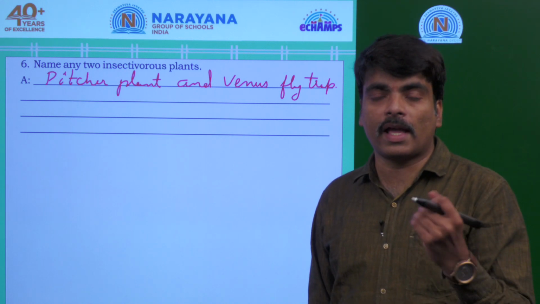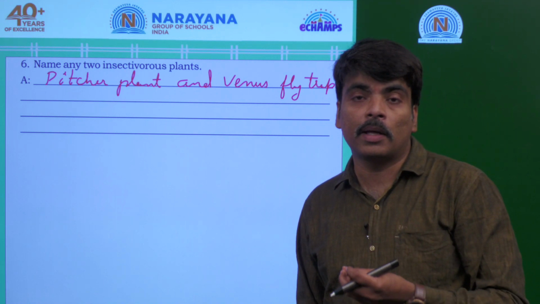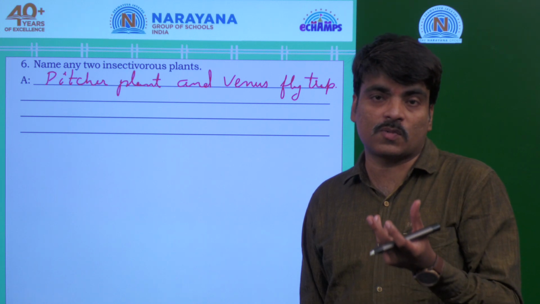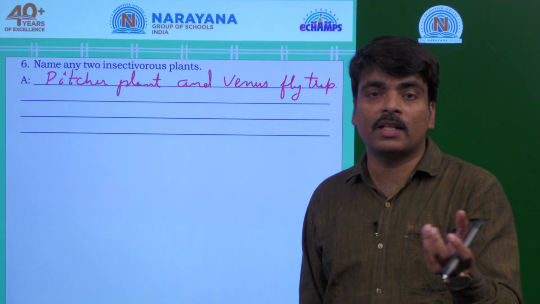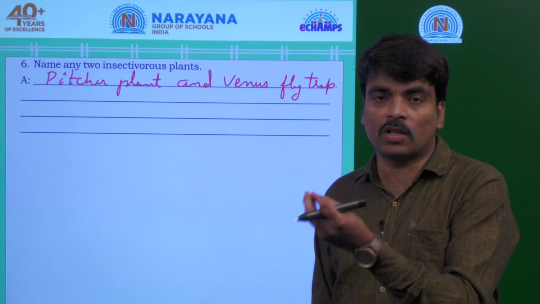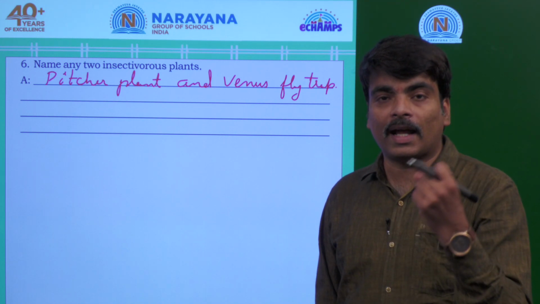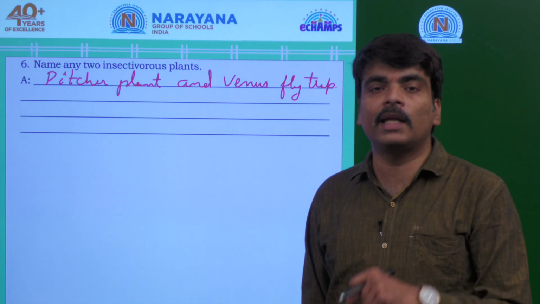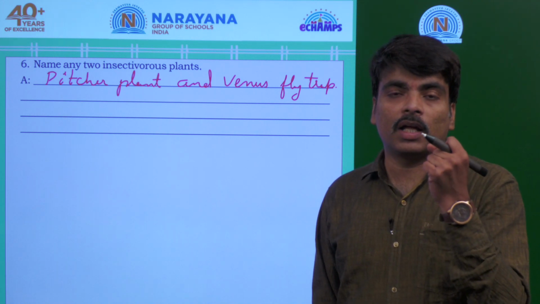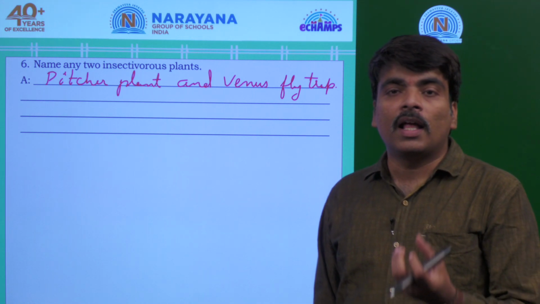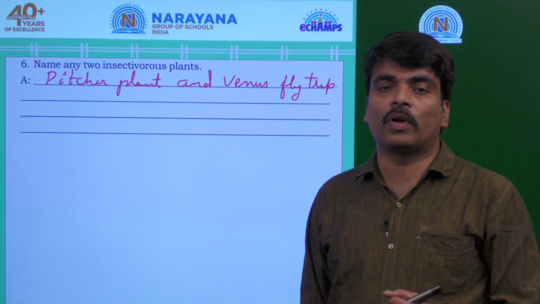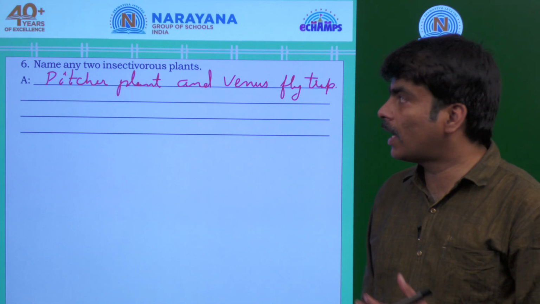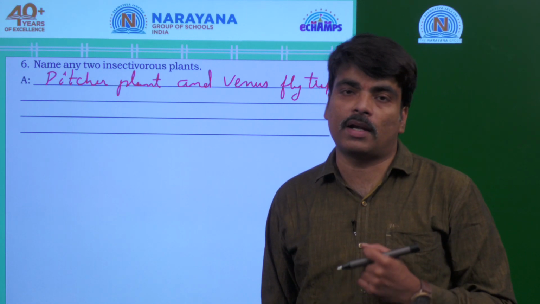What they do, they'll catch the insects. How they will catch? They produce a kind of fragrance. A smell is produced by them. Insects get attracted to them, and when insects come closer to them, when they sit on those flowers, they trap the insects inside them and eat them. This is how they attract the insects, and after eating them, they receive all the nutrients required from the insects. That is why they are called as insectivorous plants.